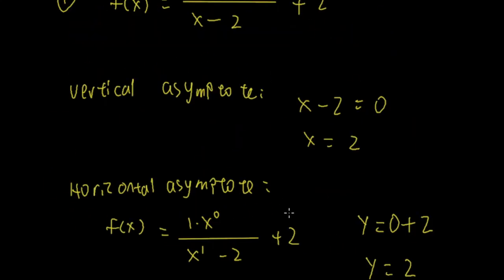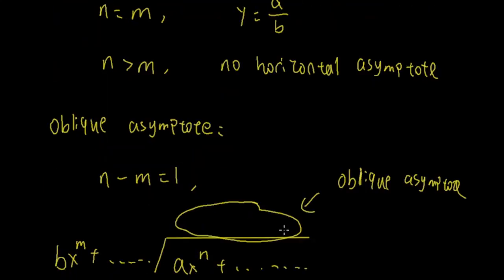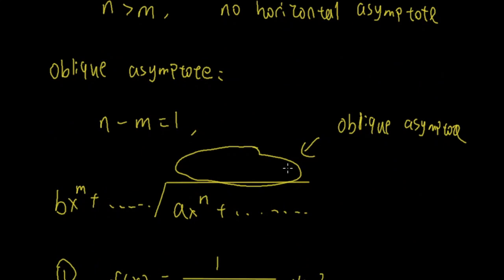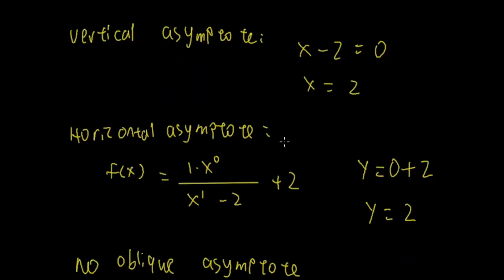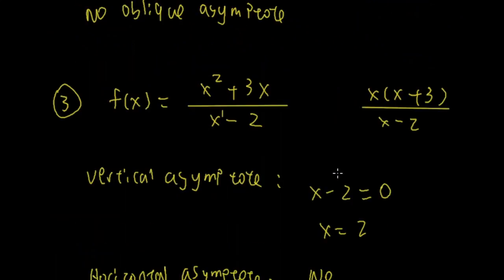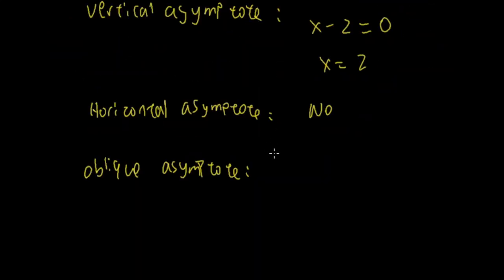Now look at the rules here. If the highest degree of power in the numerator is exactly 1 greater than the highest degree of power in the denominator, you have an oblique asymptote. And to find the oblique asymptote, you have to do the long division. Over here, 2 is exactly 1 greater than 1. So you will have an oblique asymptote. Let's do a long division on this.